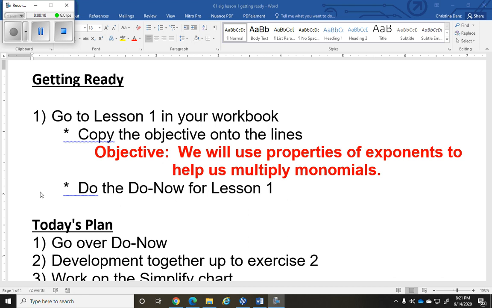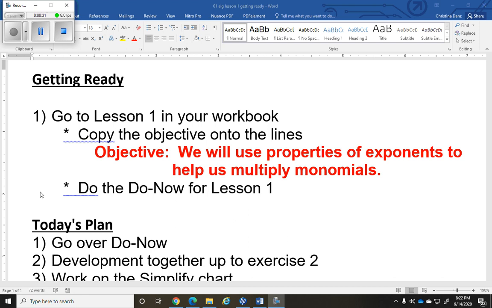And remember, I am going to teach you like if you were sitting right in my class. So it's important that you copy the objective. We are starting with lesson 1 in our workbook, and we will be using the properties of exponents to help us multiply monomials. And then I would like you to do the do now for lesson 1.